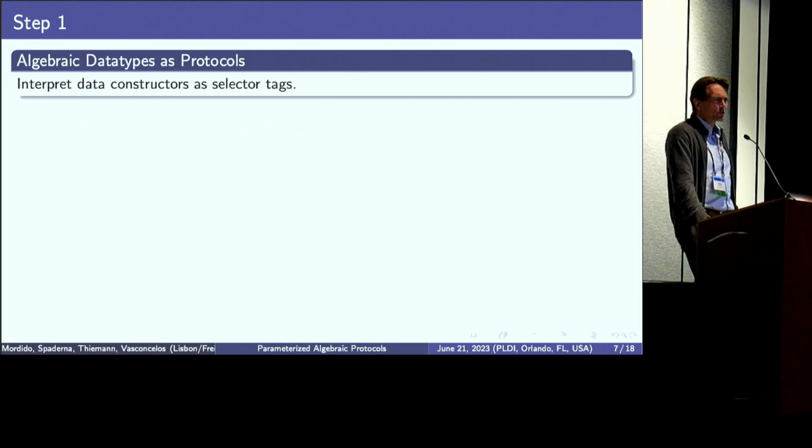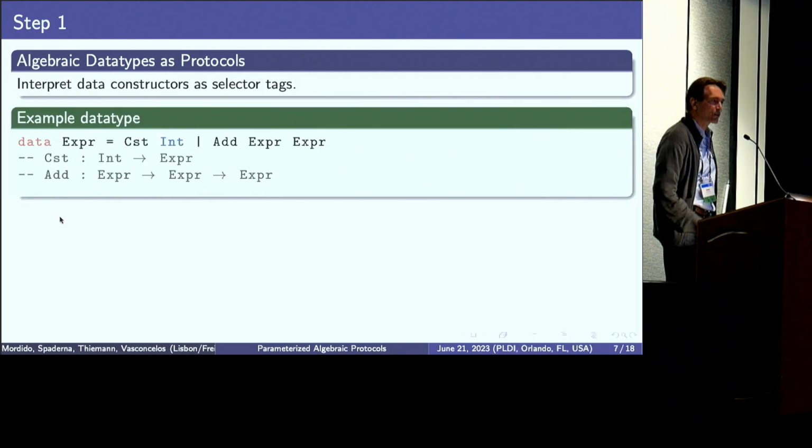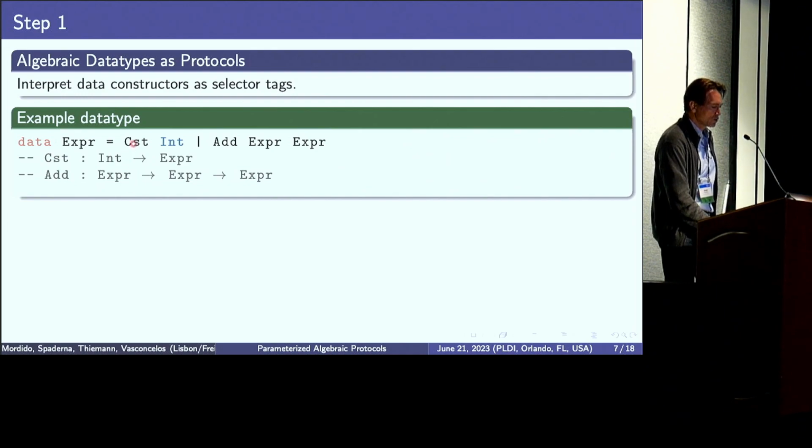If you have an algebraic data type definition, then you just need to squint and see this as a protocol by interpreting the data constructors as selector tags, as the names of the commands that switch around the protocol. Now, as an example, here we go back to this expression data type. These are the types of the constructors.